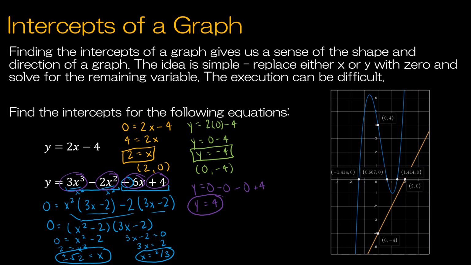Now, if we graph this, we can certainly see that the point 0, 4 that we just found is right here. All of those points that we found for the x's, this is negative radical 2. This is 2/3, and this is positive radical 2. And if I move to my first example, 2, 0 is this point, and 0, -4 is this point. So we can see that we have verified all of the intercepts that we found mathematically.